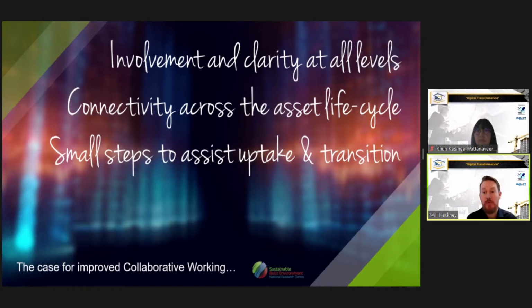So this includes involvement and clarity at all levels, ensuring there's connectivity across the asset lifecycle, so particularly between projects and into operations and maintenance, and actually taking small steps within your own businesses and with your partners and suppliers to assist uptake and transition. So small steps are more sustainable, leave a positive legacy there.